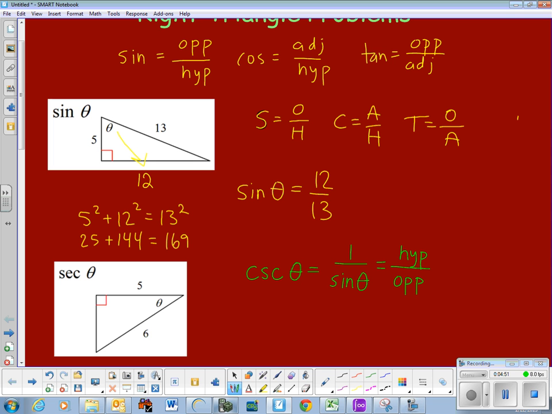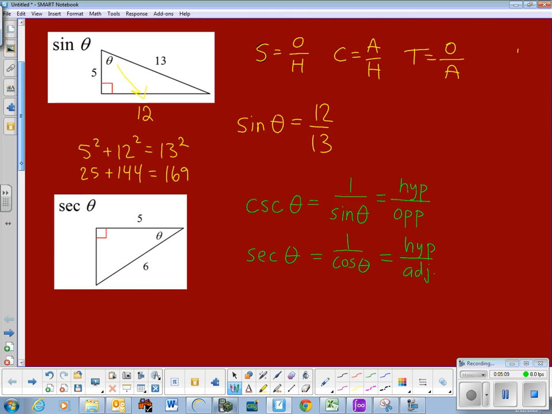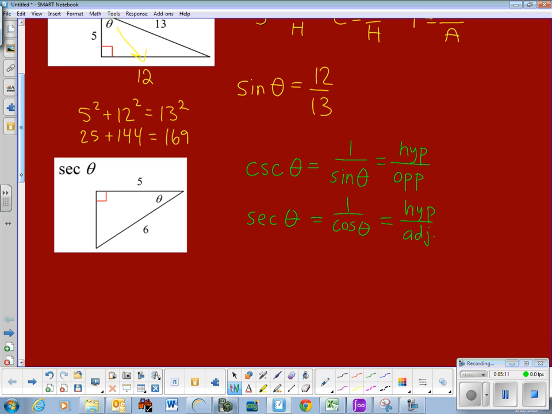Cosine's partner is secant. Secant of theta is 1 over cosine theta, and since cosine is adjacent over hypotenuse, this would be hypotenuse over adjacent. And it seems like cosine should be paired up with cosecant because they both start with co, but that's not the case. Sine goes with cosecant, cosine goes with secant. Cotangent is 1 over tangent.